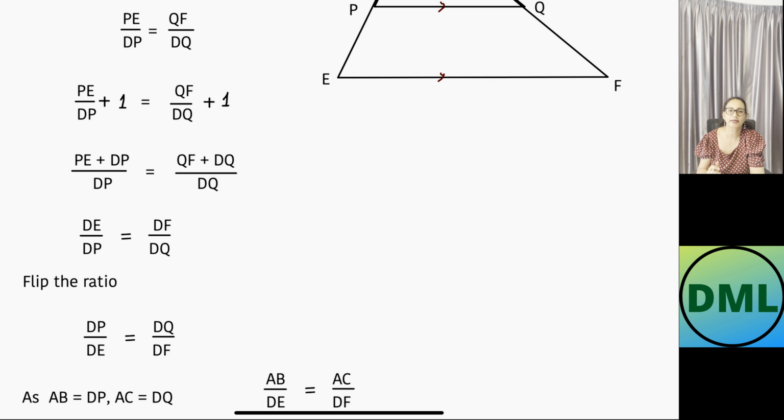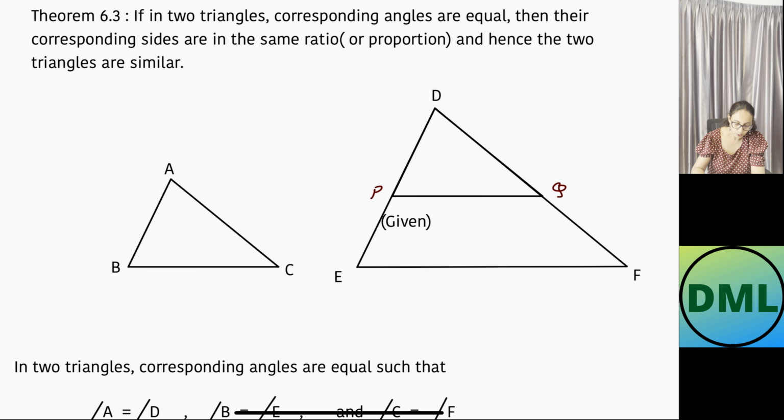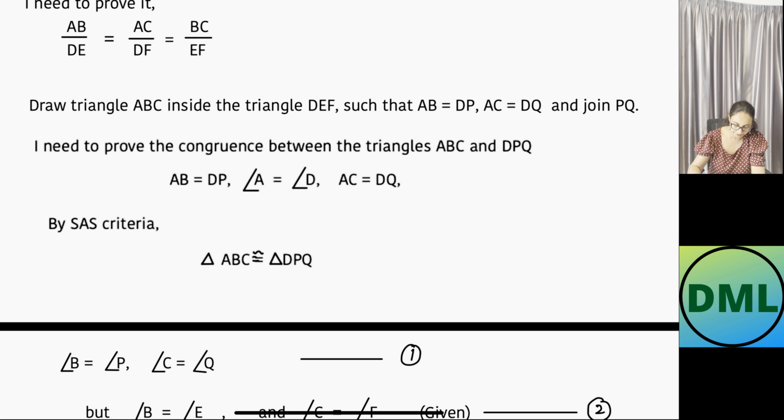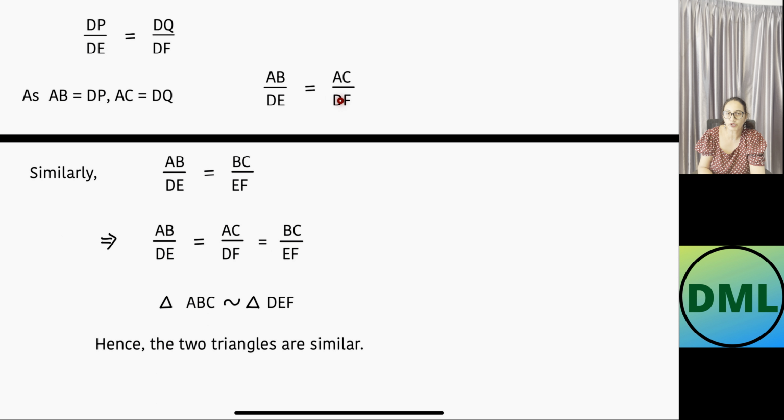As we have drawn the triangle DPQ same as ABC, we had AB equal to DP and AC equal to DQ. Let's replace DP here with AB and DQ here with AC. As you can see, now we have AB over DE is equal to AC over DF. They both are equal to each other.